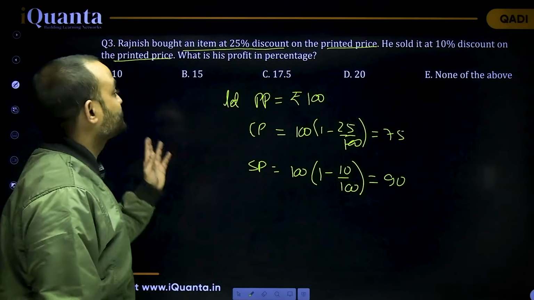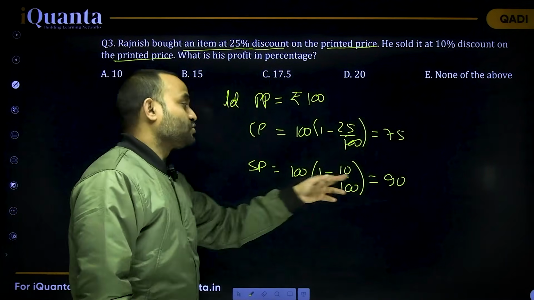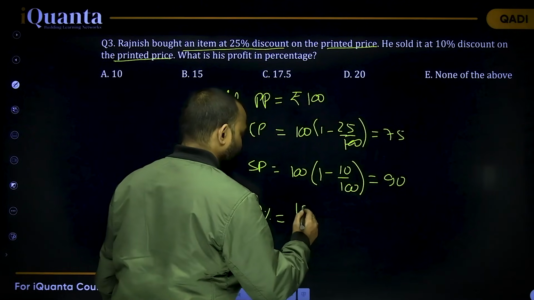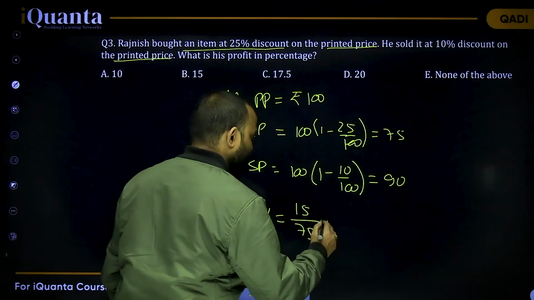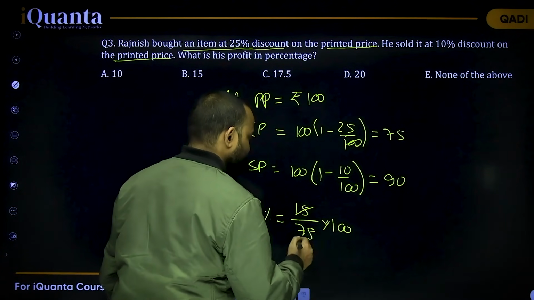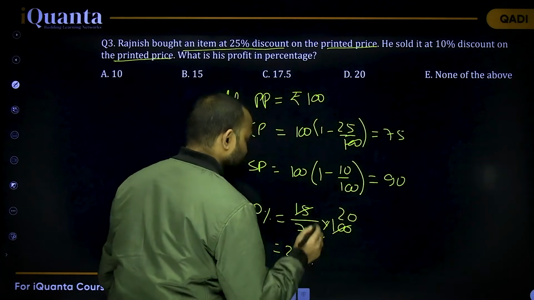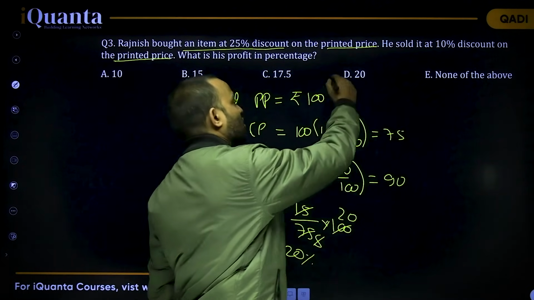The question is, what is his profit percentage? So total profit will be 15. So profit percent will be equal to 15 upon 75 into 100. 15 into 5 is 75, so this is 20 times. So the value we get is 20%, which is option D.